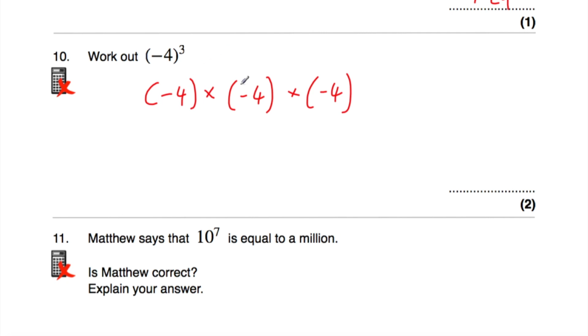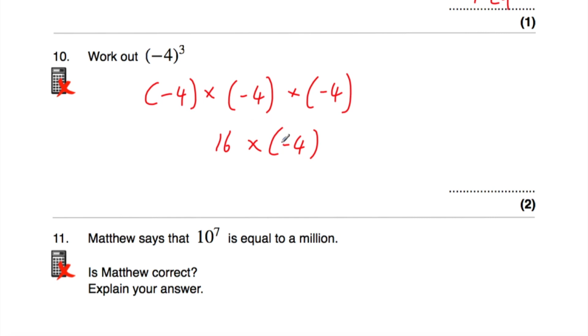So -4 times a -4. So we've got a negative times a negative, so that's a positive, and 4 times 4 is 16. So -4 multiplied by -4 is 16. So we've got 16, but we still need to multiply that by -4. Now we've still got to multiply that by -4, so we now need to do 16 multiplied by -4.